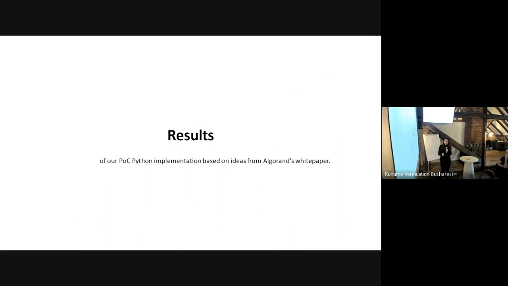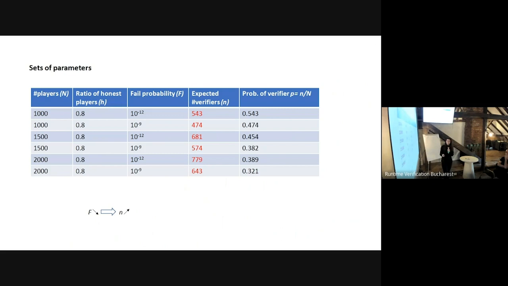So now I'm going to show you some results of our proof of concept implementation based on these ideas. So first, we computed the expected number of verifiers with a fixed ratio of honest players as 0.8, different values of failure probability as 10 to minus 9 or 10 to minus 12, and varying numbers of players from 1,000 to 2,000. We got that, for example, in the case of 2,000 players, we have approximately 1/3 of them to be selected in expectation. Also notice that if the failure probability decreases, so the issues hold with a higher probability, then more players need to be selected in expectation.